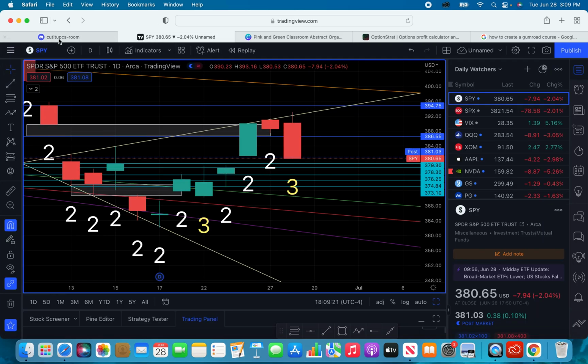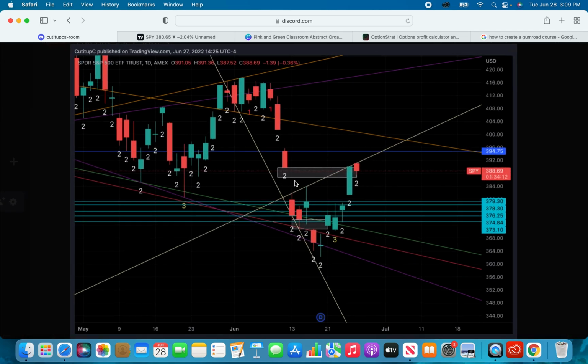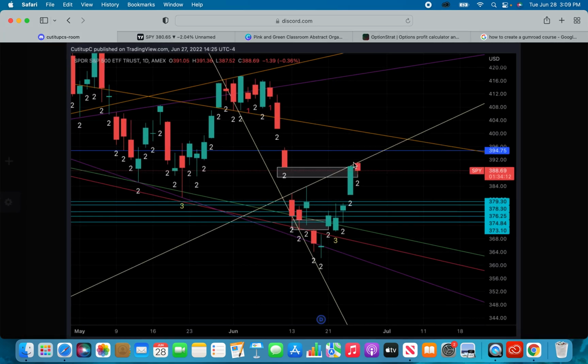All right, so first off, let's go off SPY. I said yesterday I'm entering SPY 30Ps. Looks like we're dropping back into the Brownian formation, right? I like the RR here. The reason I liked this was we have this Brownian formation prevalent on the day and the hour. If you're looking at the higher time frames, yeah, it may look like we are bouncing back up off this purple BF. See this purple BF? Boom, boom, boom, boom. Higher lows, higher highs. But I still see price respecting this Brownian formation on the lower time frame. So I'm still bearish on the market as well.